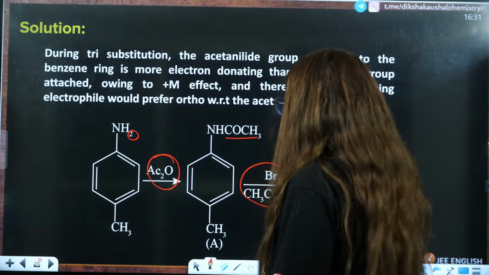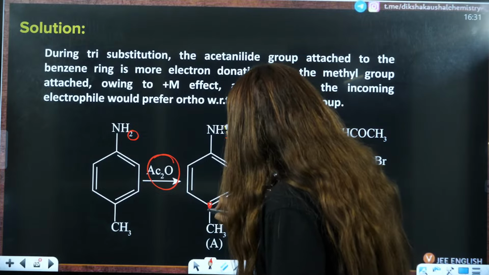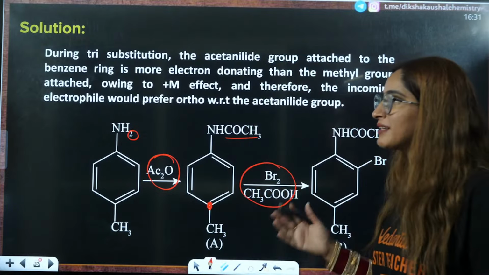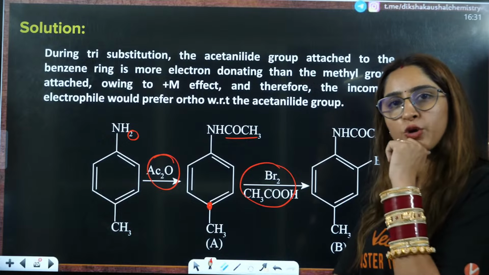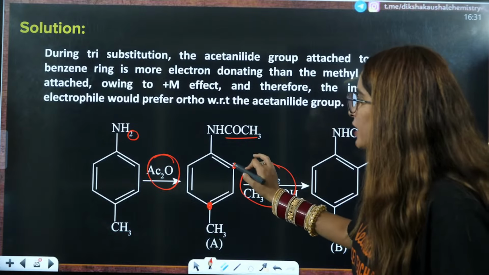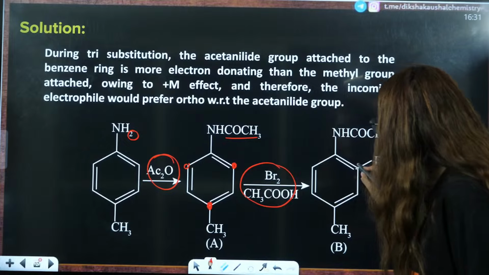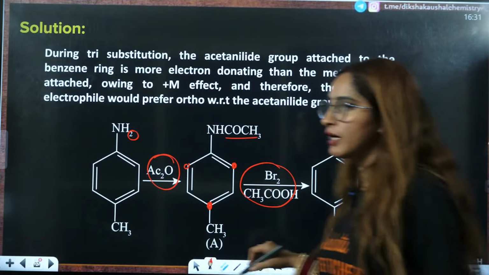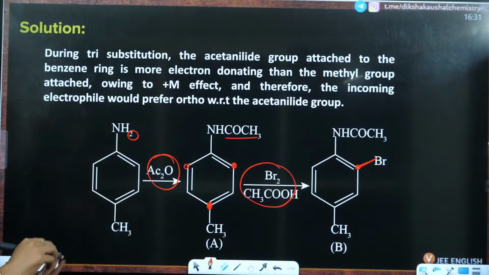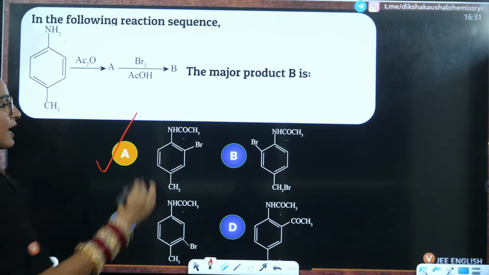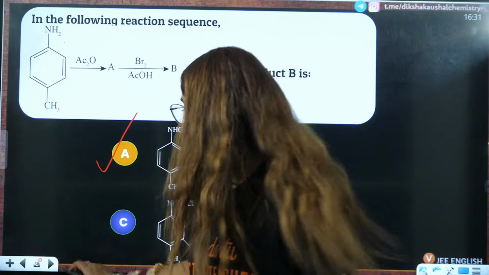Para position is not available to us. It is already occupied. Then it will think, oh my god, para position is occupied. Where should I go? I can go to the ortho position then. Then it will choose one ortho position and it will attack on the ortho position. Hence, the answer is going to be A. Very good, very good.